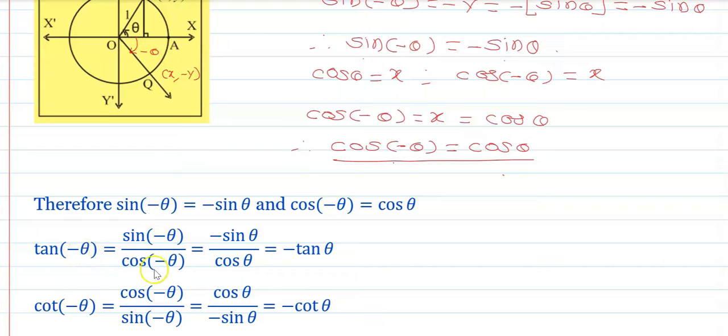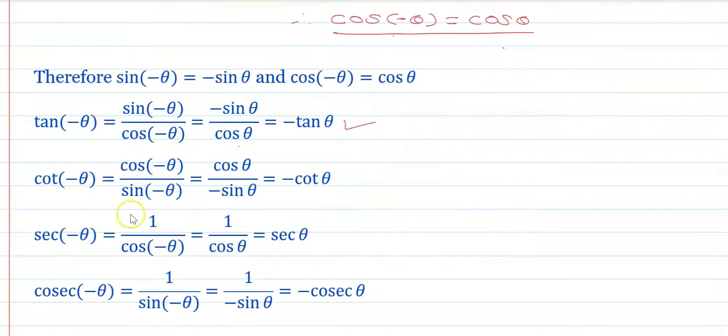Sin of minus theta upon cos of minus theta. But the sin of minus theta is minus sin theta, cos of minus theta is cos theta, so sin theta upon cos theta gives minus tan theta. Cot of minus theta is cos of minus theta upon sin of minus theta. Cos absorbs the negative sign, sin reflects it. Cos theta upon sin theta, and that is equal to minus cot theta.